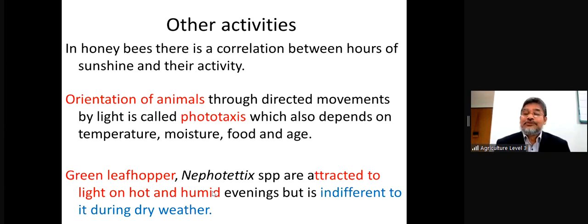For example, the hot and humid evening: light is there, but if the evening is not hot and humid, the leaf hopper may not come to the light. So the light will attract the leaf hoppers when a humid and hot evening exists.